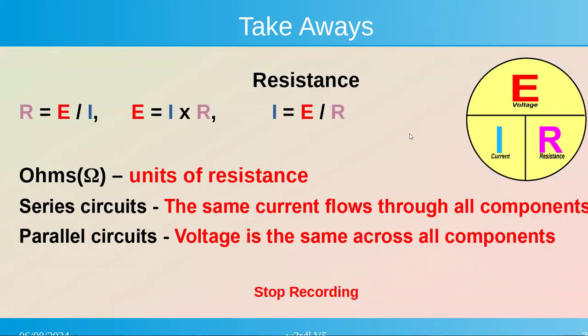Okay, so we learned our little pie chart, that ohms are units of resistance, and in a series circuit, the same current flows through all the components. And in a parallel circuit, the voltage is the same across all components, assuming it's a DC circuit.